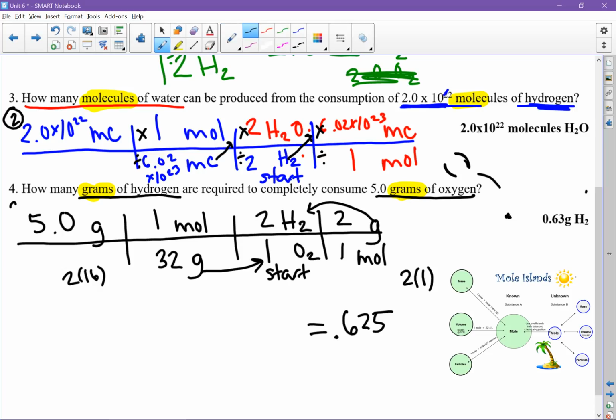I started over here with 2 sig figs. That means if I round this to the second sig fig, that 2 will round up to a 3, so I have 0.63. We were looking for grams, so you're going to put that on your unit there. If you'd like to add the H2, you can.